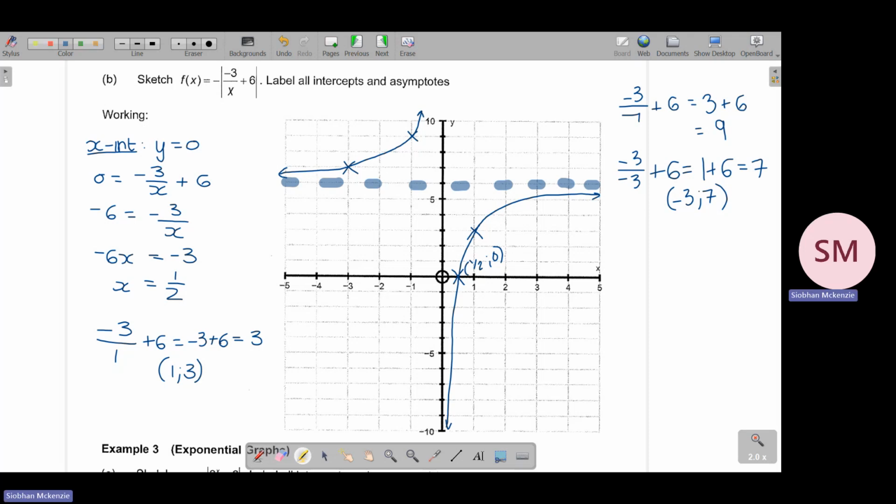I'm going to do it in green. Okay, my asymptote was at positive 6. It now becomes negative 6. Then I'm going to reflect down some points. So this point over here was 1 and 3, so it's going to be 1 and minus 3. This point over here was minus 1 and 9, so it's going to be minus 1 and negative 9. And this over here was minus 3 and positive 7, so it's going to be minus 3 and negative 7.